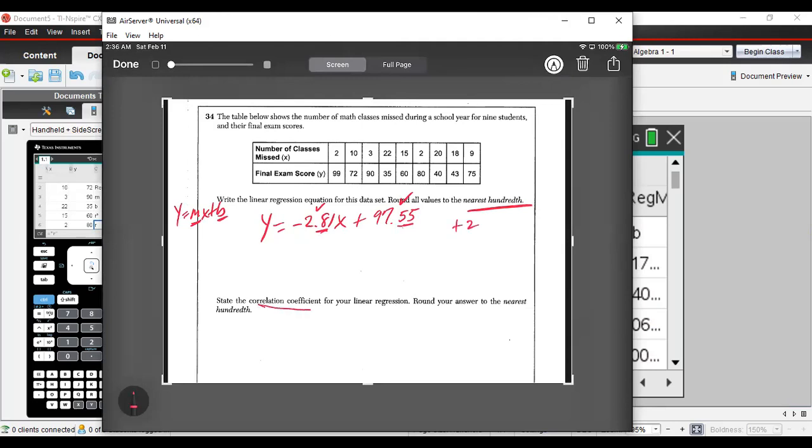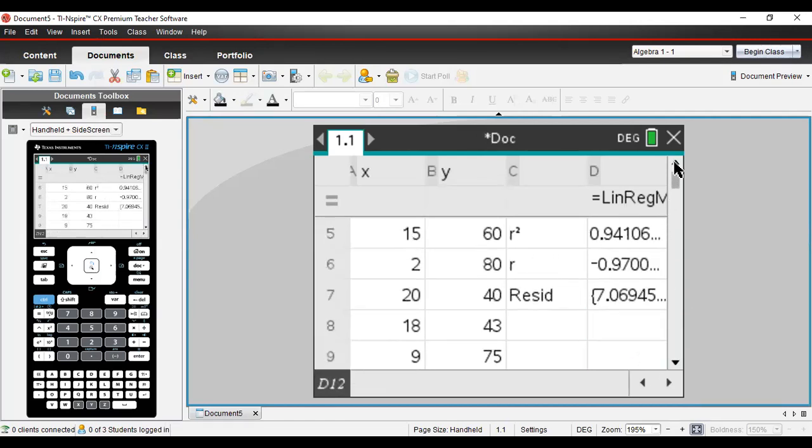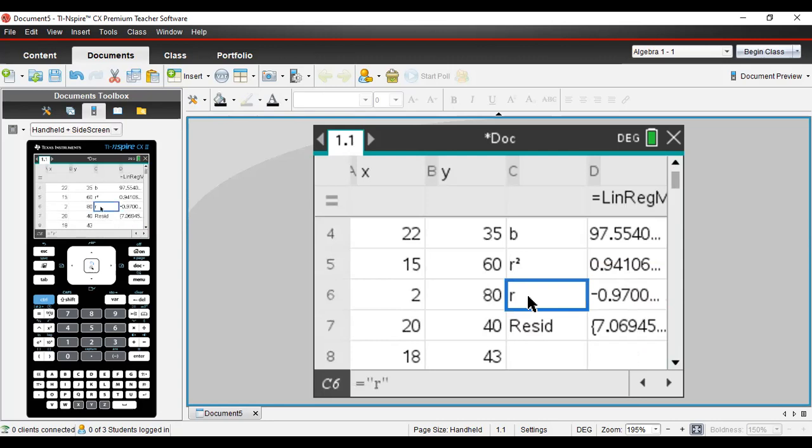Now they want to know what the correlation coefficient is, and they want us to round that to the nearest hundredth too. So all we do is go back to the spreadsheet. I don't know what happened, but all right, the R value, the correlation coefficient, is negative 0.97. So that's what we would write, negative 0.97. And then it's asking us, what does the correlation coefficient mean?